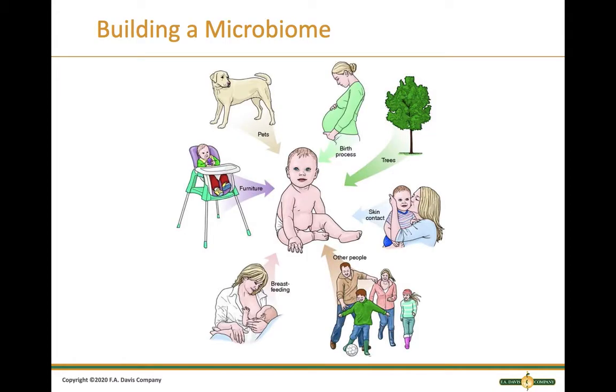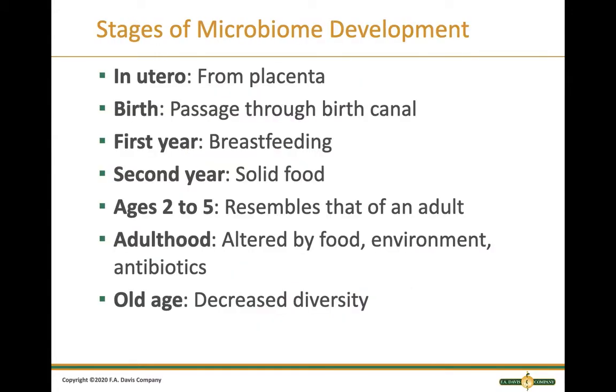Alright, the way we acquire a microbiome is just from bacteria all around us. It starts even before birth and during the birth process, going through the birth canal, through breastfeeding, through other people, furniture, skin, pets. There's bacteria all around us, and anytime you touch them or get one in you, you add to your microbiome. So it starts even before you're born, from the placenta. Passing through the birth canal, you pick up some bacteria. In breastfeeding, you pick up a lot. There is some bacteria on food that we pick up.